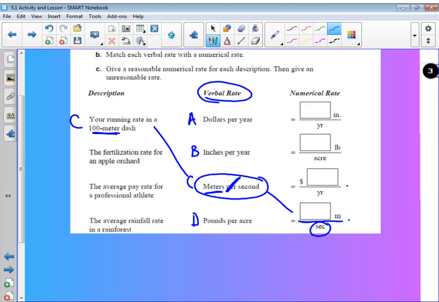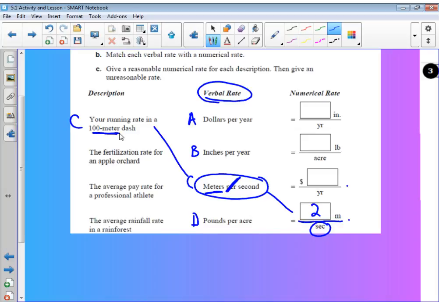Okay, so now we're going to give a reasonable rate. So think of when you are running. A meter is kind of like a yard, which is about 3 feet. It's a little shorter than a yard. So if you were to run for 1 second, about how far do you think you could get? Maybe 2 or 3 meters, depending. So let's maybe put down 2 meters per second. Somebody else might be faster. They might put 3 or 4 meters per second. But you're thinking, in 1 second, how many meters could I go? And remember, a meter is kind of like a yardstick.